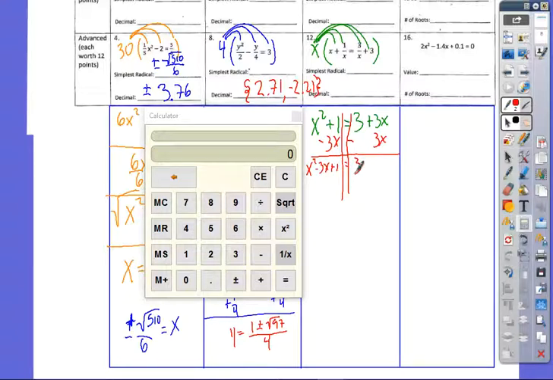What will I do to both sides to get this equal to 0? I think Sam can do it without any help. Let's subtract 3. And I will get x squared minus 3x minus what? 2. Minus 2 is equal to 0. Okay. That's not so bad.